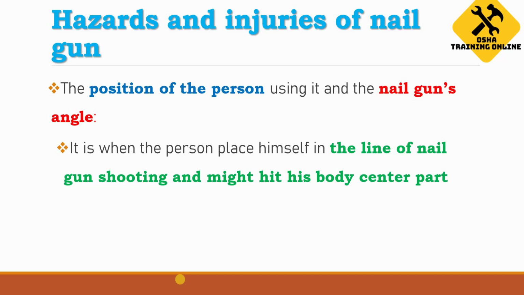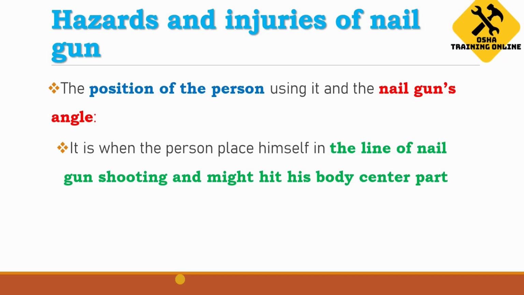So the first case is the position of the person using it and the nail gun's angle. The operator using the nail gun and the angle at which he has placed the nail gun is really important. For example, it is when the person places himself in the line of nail gun shooting and might hit his body center part. For example, an operator is basically working on a wood and he has placed a nail gun on the wood and he's aiming to drive nails in the wood.